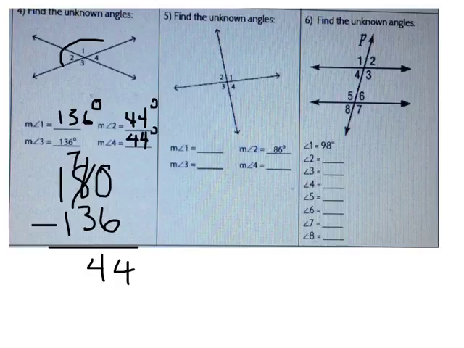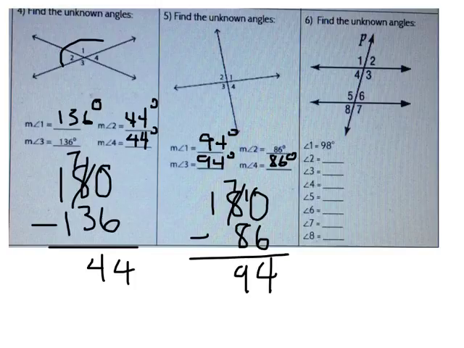Look at problem number 5. Angle 2 is 86 degrees. What are the other three angles? Go ahead and find them now. I know that angle 4 is equal to angle 2 because the two are vertical angles. When I subtract 180 minus 86, I find that angles 1 and 3 are 94 degrees.